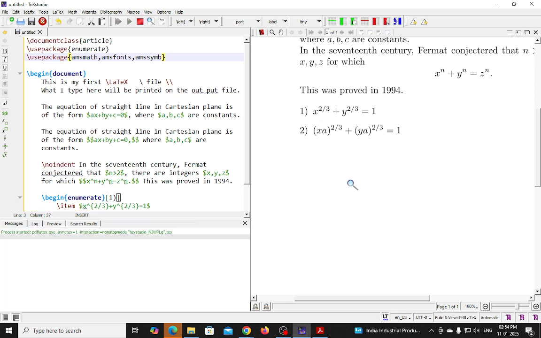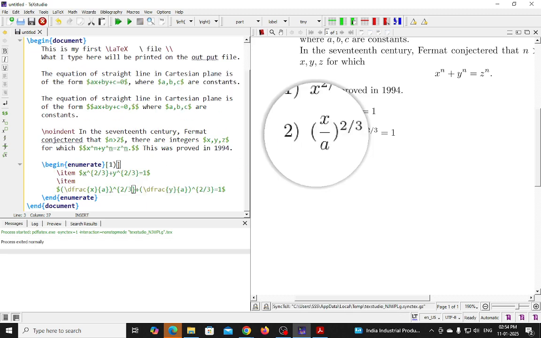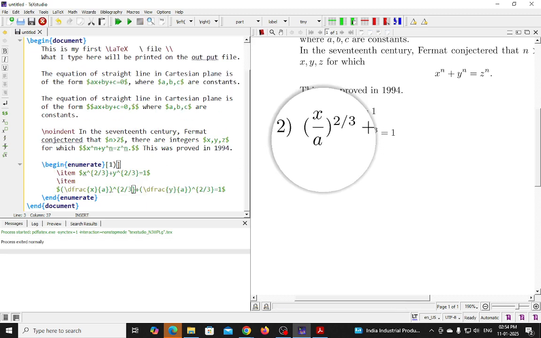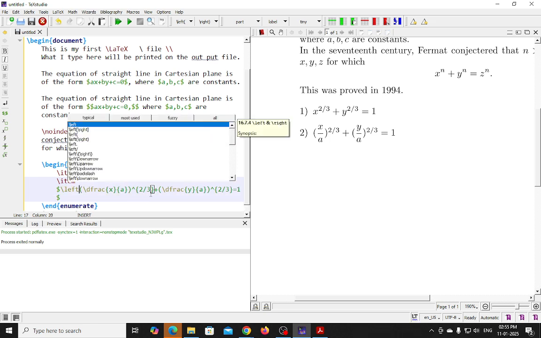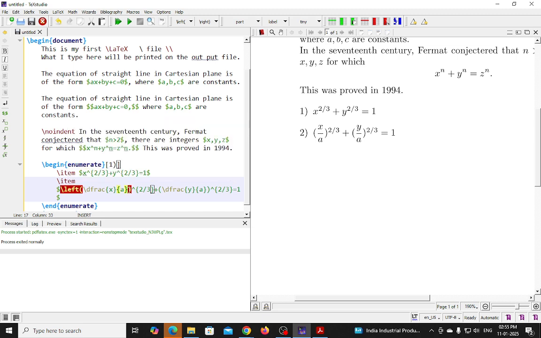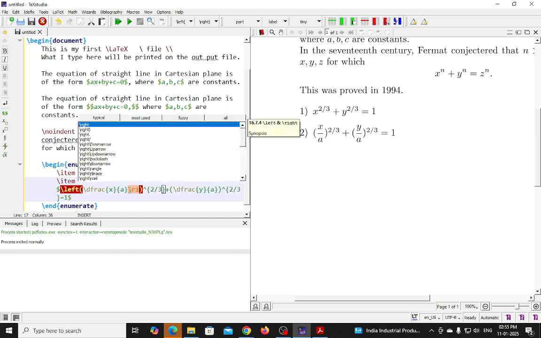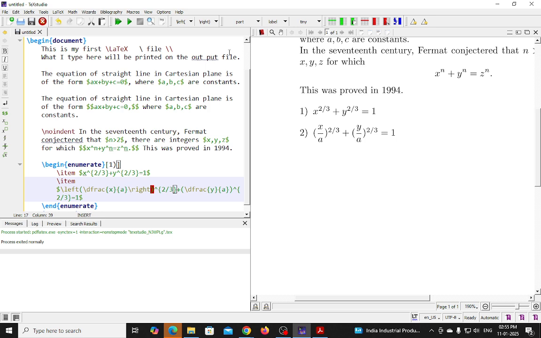Now if I compile, now see the output also changes because dfrac is there. Now this time you are getting the fraction in the display mode, x upon a, y upon a raised to 2 by 3, but the brackets are not a proper fit to the fraction. In such a case, what you have to do, suppose the expression changes according to the mathematical expression, so only put the backslash left command before the bracket, and where you close the bracket, at that place you have to put backslash right. Left and right. So left is for the opening, right is for the closing.